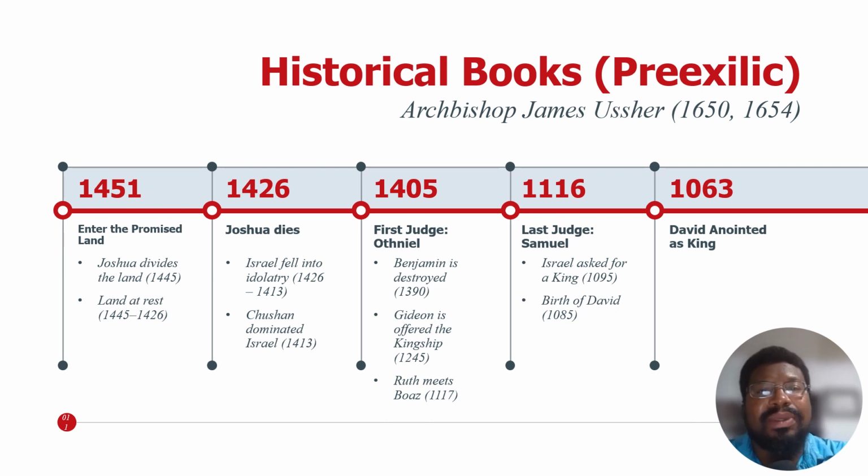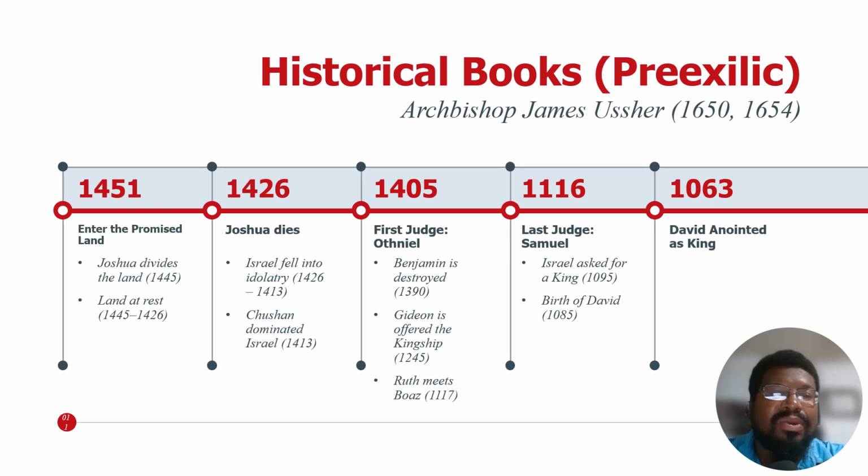All right, so now we'll spend some time talking about the basic chronology of these historical books, the pre-exilic ones, once again Joshua, Judges, and Ruth. The most common chronology, still followed today by especially more conservative, evangelical, fundamentalist groups, is one that was produced by Archbishop James Ussher. He did this in 1650 for the first volume, and the second volume came out in 1654.